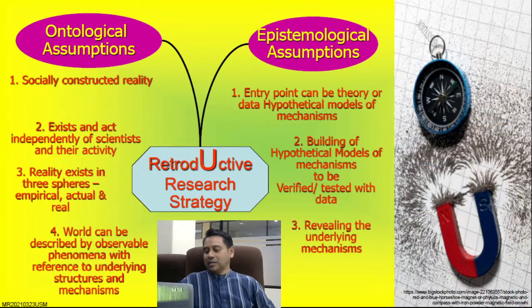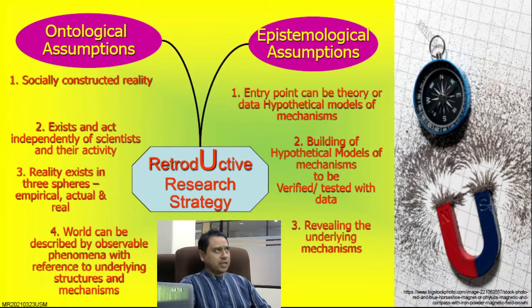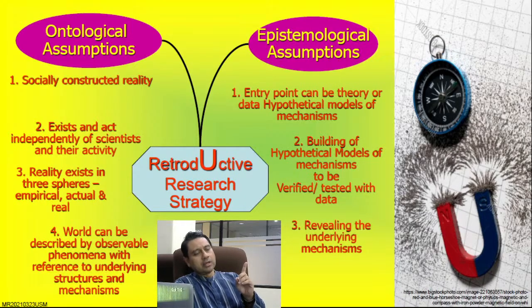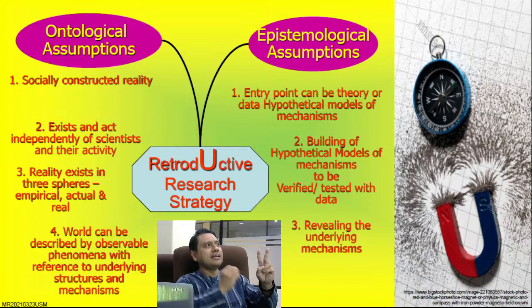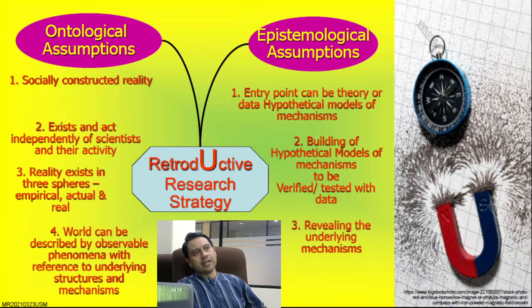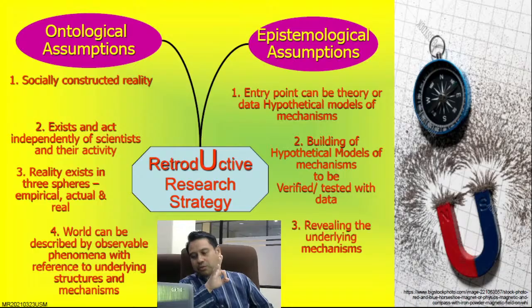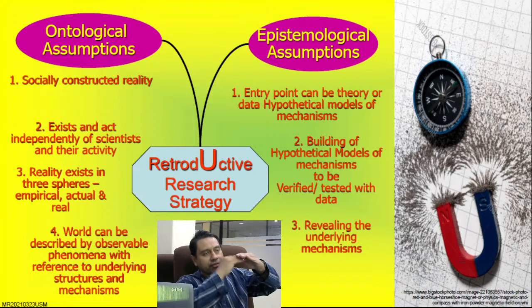First of all, social reality is socially constructed, right? They believe in socially constructed reality, meaning the reality is being constructed, but number two, it exists and acts independently of scientists and their activities. Regardless of what scientists carry out, the reality exists. And the third point is actually more important. The reality exists in three different spheres, in three different domains, at three different levels.